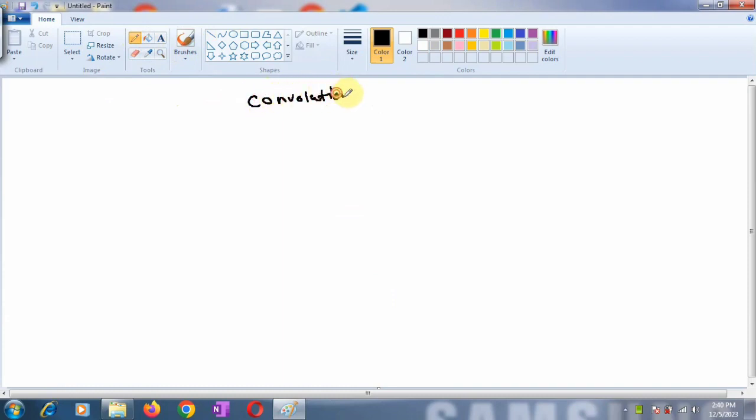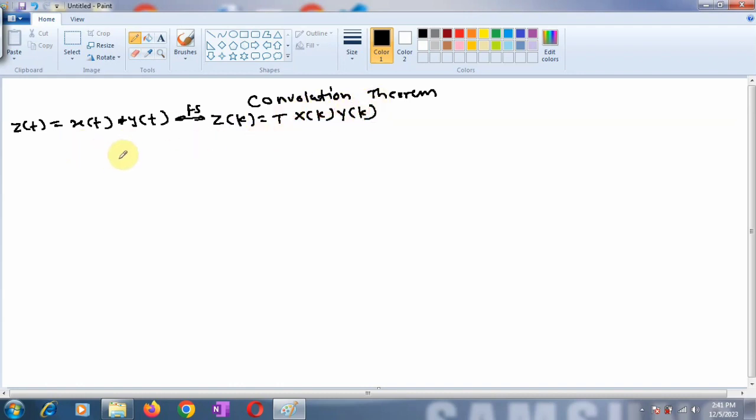So let us first see the statement and the proof for convolution theorem in Fourier series. According to the statement, if z of t is equal to x of t convolved with y of t, then its Fourier series representation is given by z of k is equal to capital T into x of k into y of k. So this is the statement of this convolution. Now let's go with the proof of the same.